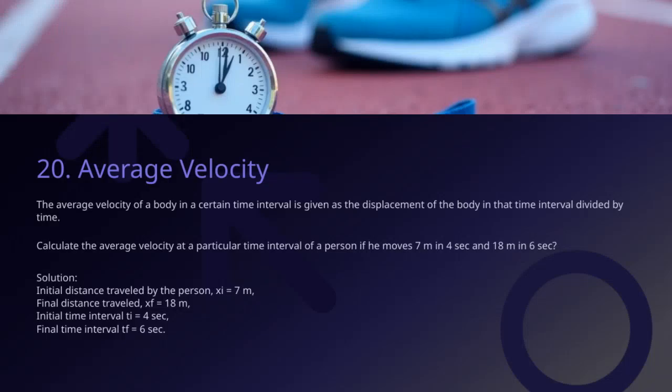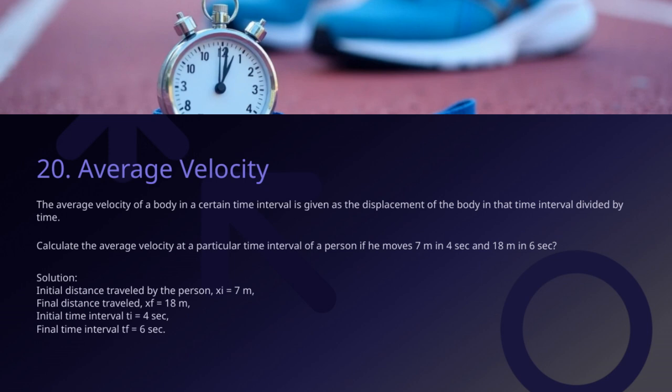Let's look at the solution step by step. The initial distance traveled by the person, which we'll call XI, is 7 meters. The final distance traveled, XF, is 18 meters. Now for the time intervals, the initial time, TI, is 4 seconds, and the final time, TF, is 6 seconds. The question is, how do we find the average velocity during these periods?